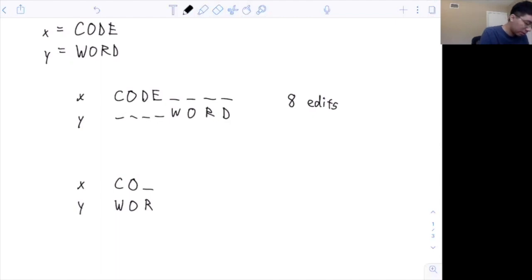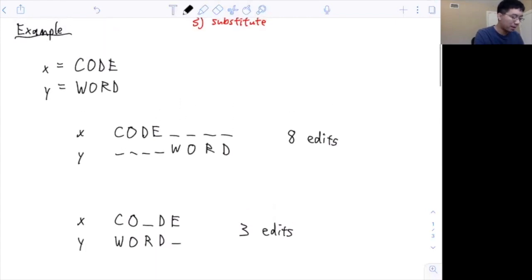This gives us WOR at the bottom. And then again, there's a D in both words, and those happen to align, so we don't need to change that. And then we can delete the E in code. So this uses one substitution, one insertion, and one deletion. In other words, this uses 3 edits total. So 3 would be the edit distance between the strings x and y.